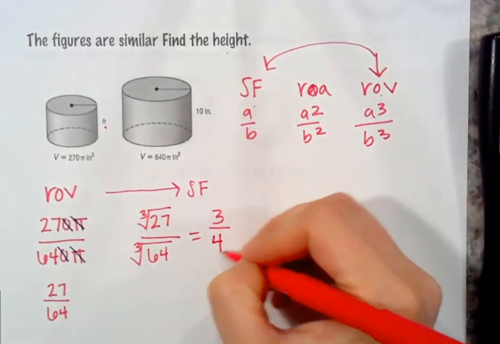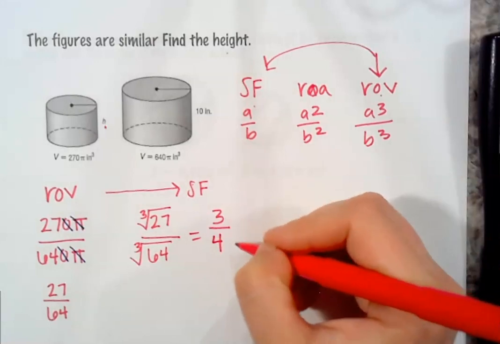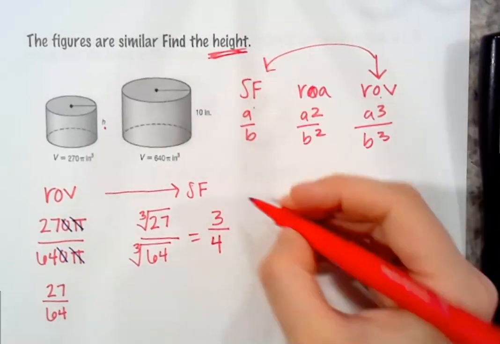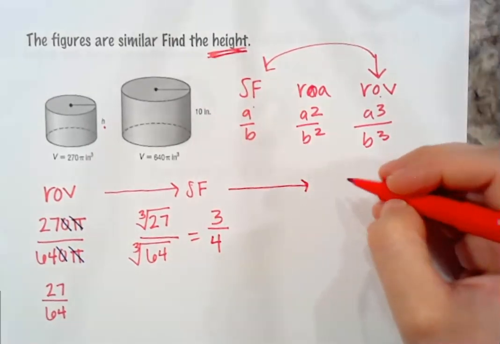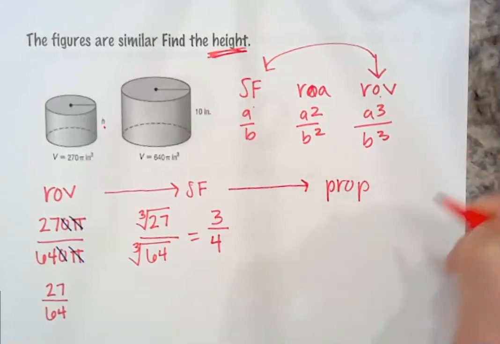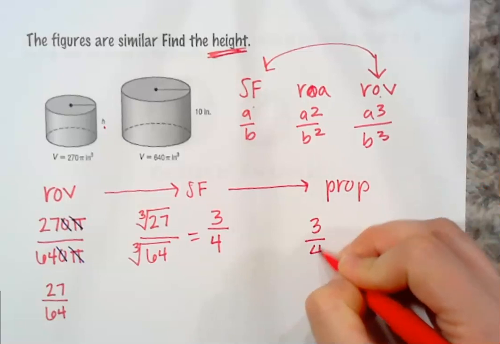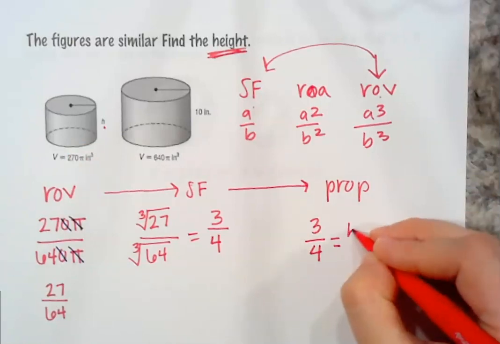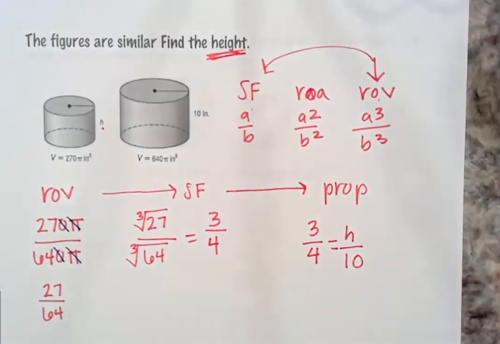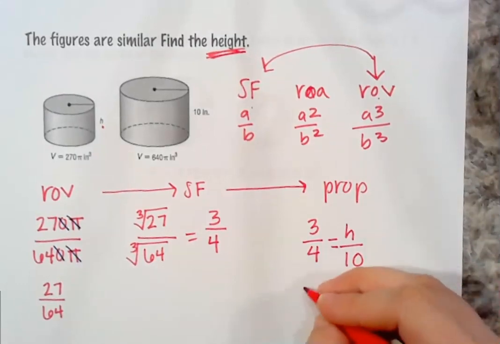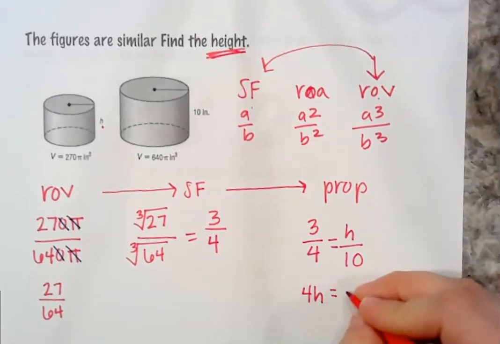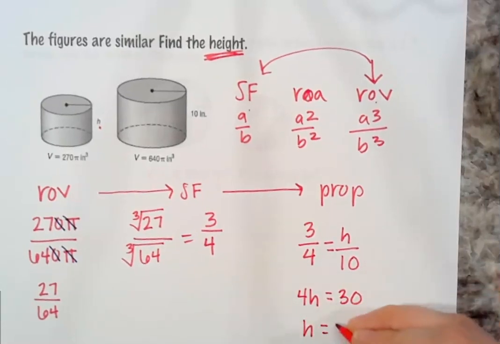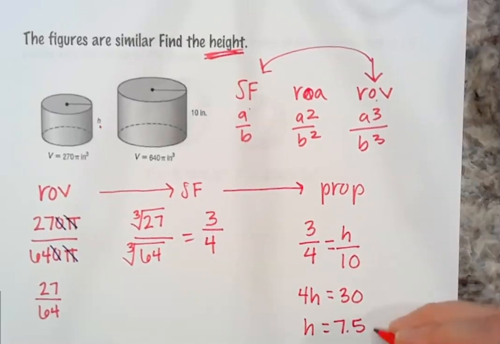So now our scale factor is 3/4, but we still haven't answered the question of find the height. If you remember from that other lesson, this is when we can write our proportion. So I can write 3/4 is equal to h, because the 3 corresponds to the small guy, h over 10. And now we just cross multiply. So I'm going to have 4h equals 30. Divide by 4, and h equals 7.5. What is our unit? Inches.